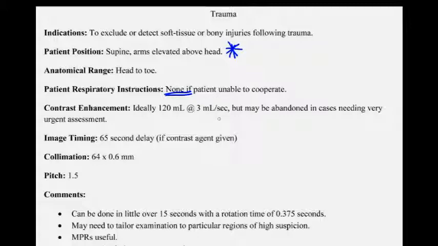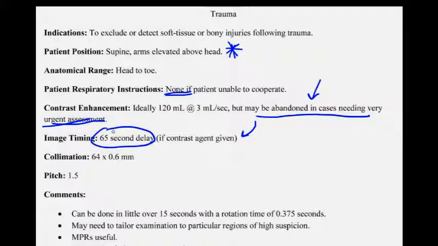For contrast enhancement, ideally, it's going to be 120 milliliters at 3 milliliters per second, but it may be abandoned in cases needing very urgent assessment. Usually in trauma cases, this is what happens. There's no time to make sure that the renal function and everything is all right before we inject the contrast. We typically would just roll through with no contrast and see if there's any immediate danger, and then if there isn't, then you can always follow up with contrast later in the affected area.